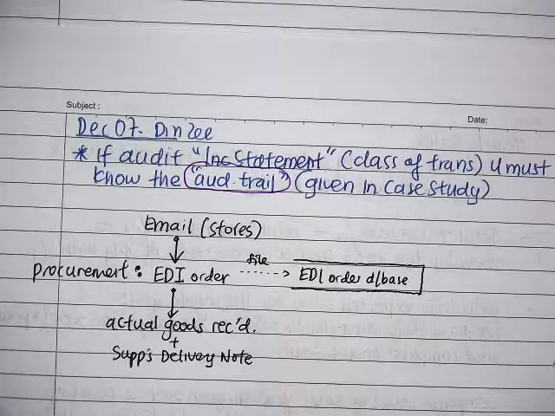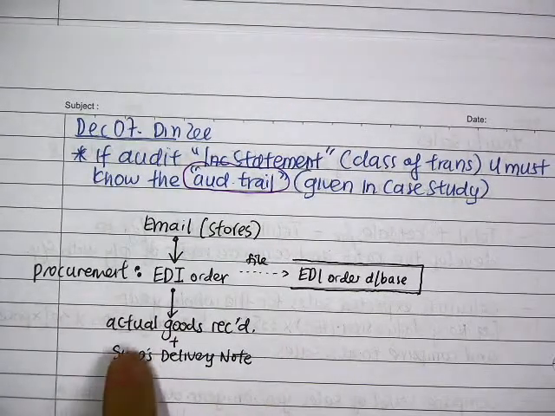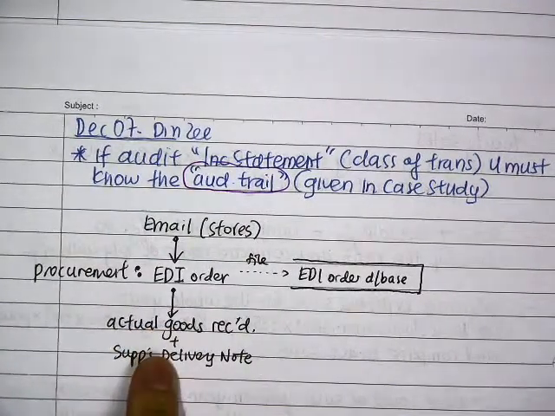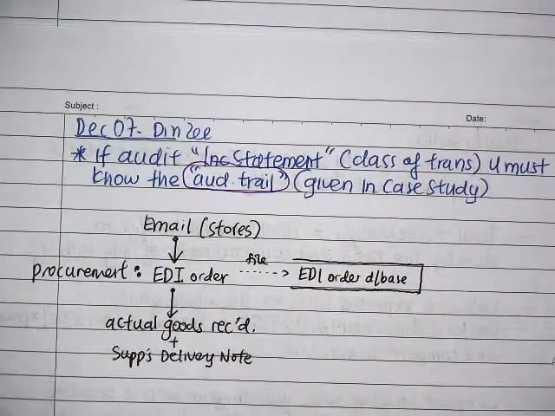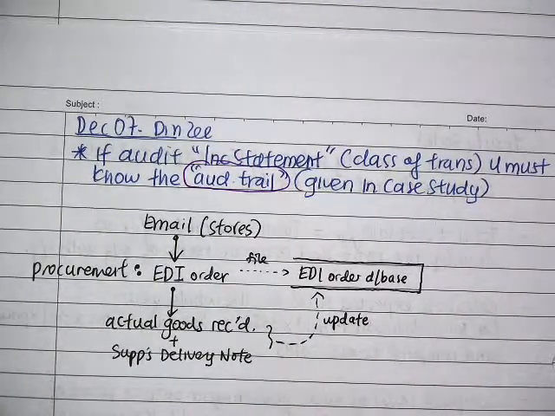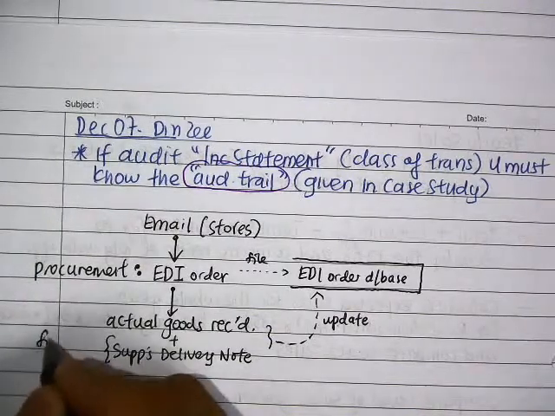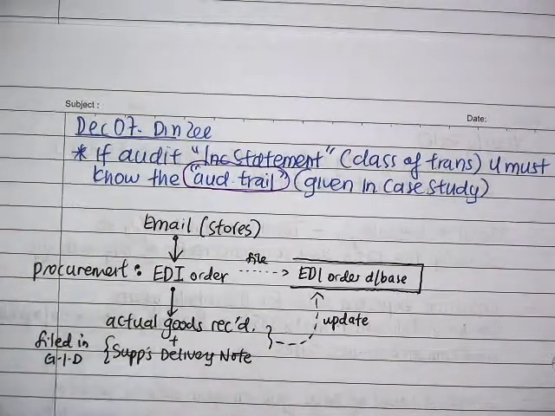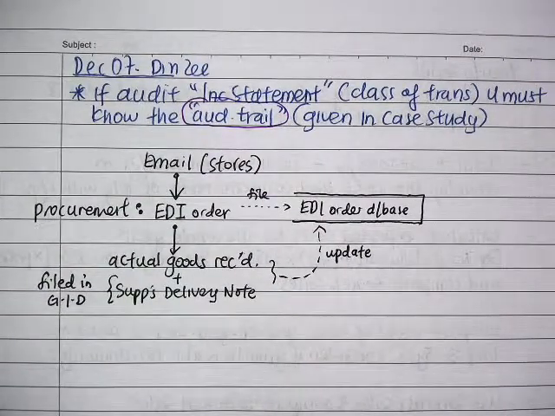Now what they will do is check the note and make sure that what you ordered and what the actual goods they send is the same. They will also check this with the EDI order database. If everything is in order, then they will update the EDI order database to indicate that they have received the goods. And what will happen to the paper delivery note? The paper delivery note is filed in the goods inward department, that means the receiving department. They didn't send this to the accounts, so you must see carefully.